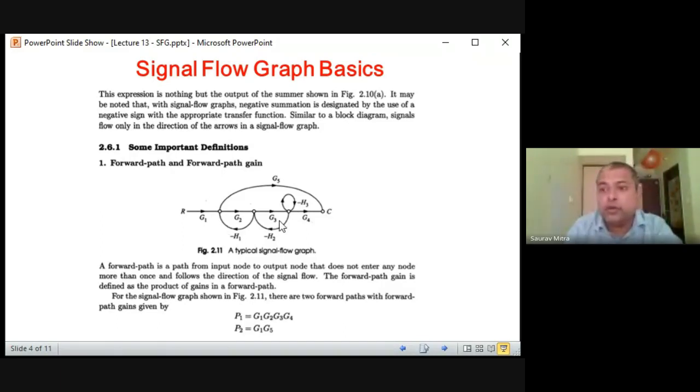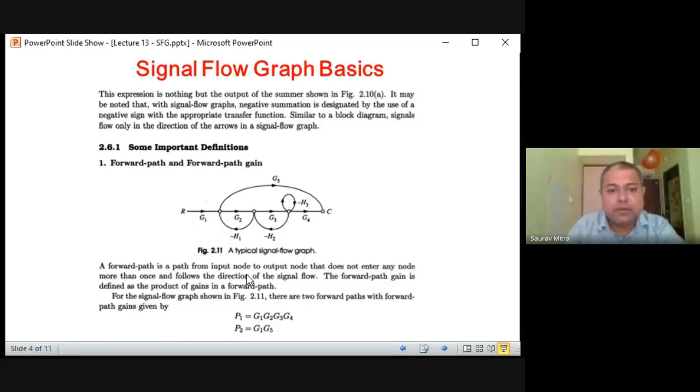What is forward path gain? So there are two forward paths. One is G1, G2, G3, G4 gain. So that is what they're saying, P1. P stands for the gain of the forward path. It is G1, G2, G3, G4. This is the forward path gain. So this is the first thing you have to find out in case of any signal flow graph. How many forward paths are there? Second thing, G1, G5. You are finding that there is another forward path whose gain is given by G1, G5.